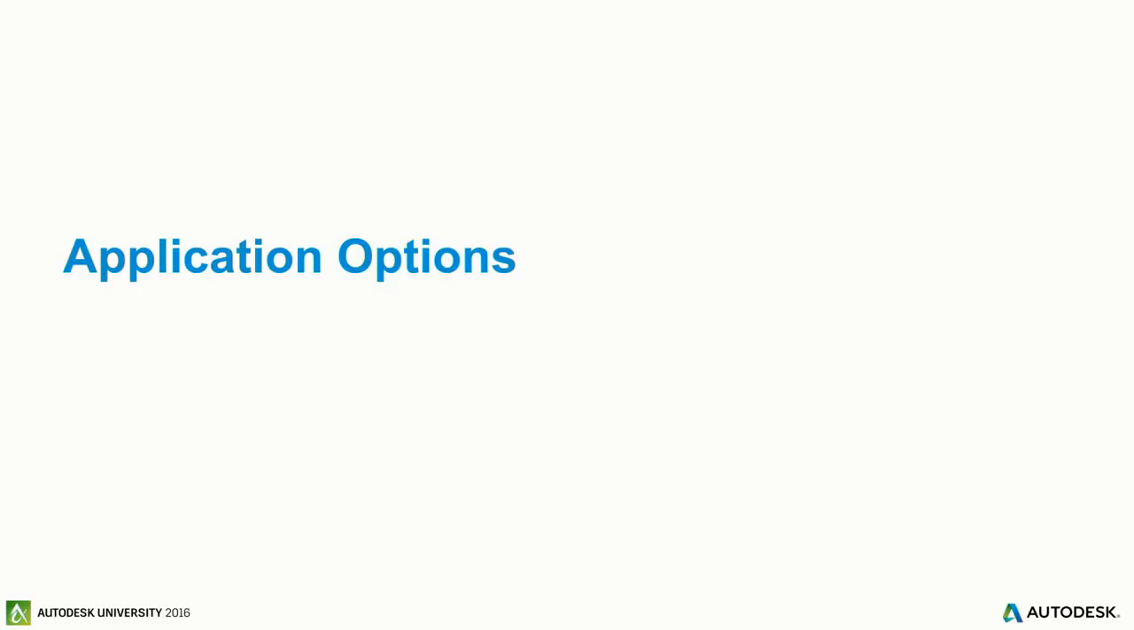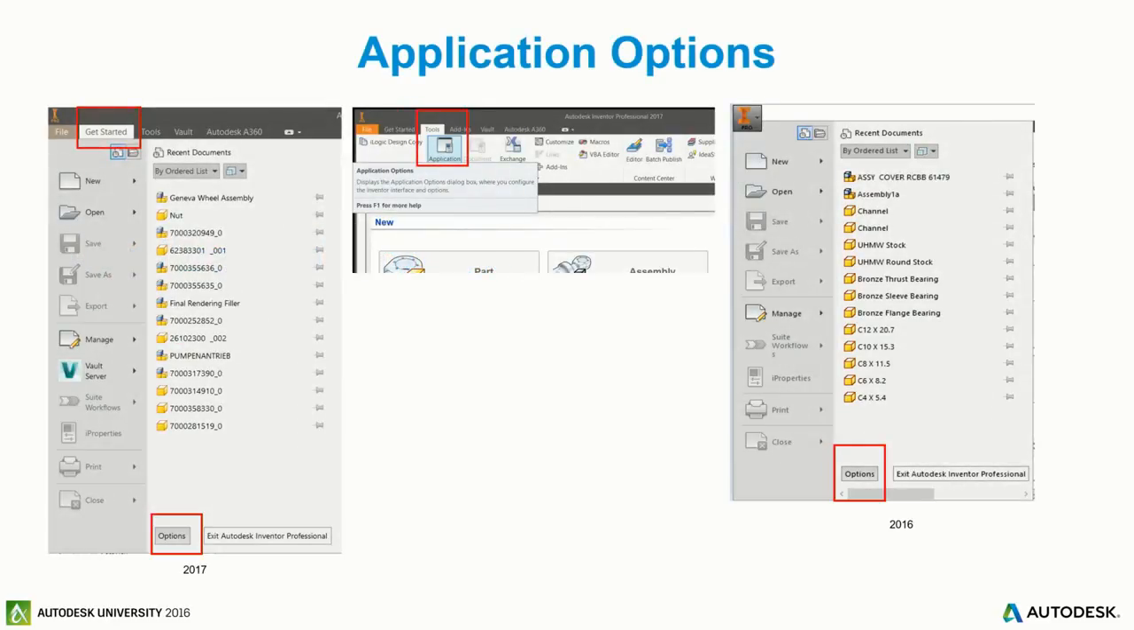Application options. So, everybody knows how to get to the application options? They've changed it in 2017. So, it's just slightly a little bit different. They got rid of the big I, and now it's under Get Started. And then 2016, you have the other way to go from the right on the front page there.